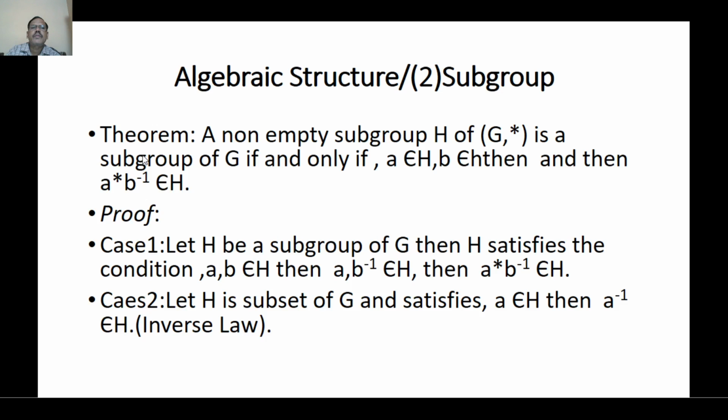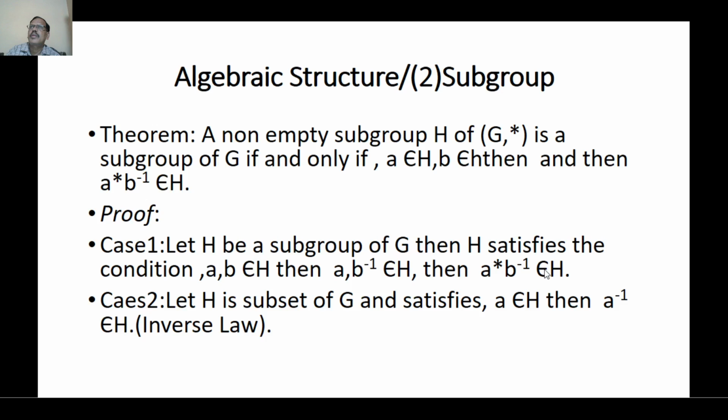Case 1: let H be a subgroup of G, then it satisfies the condition. If A, B belong to H, then since H is a subgroup, B inverse belongs to H. Therefore A star B inverse belongs to H. That is the first part.